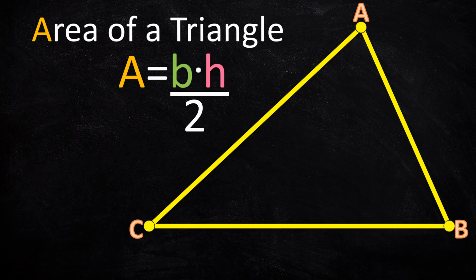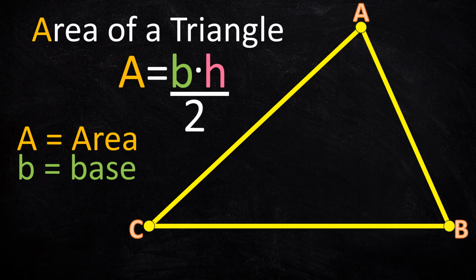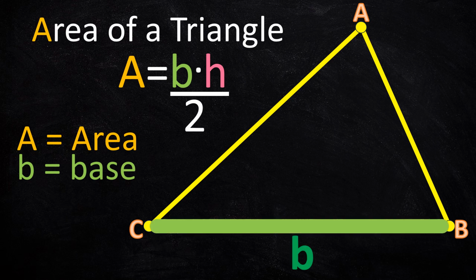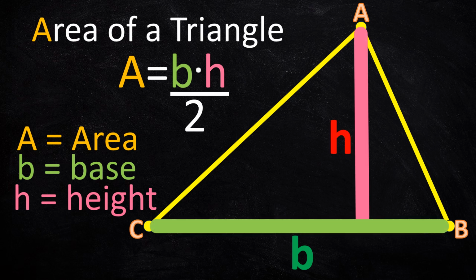The area of a triangle is calculated with the help of the formula A equals B times H divided by 2. In this formula, A is the area of the triangle. B is the base, which is actually one of the sides of the triangle. And H is the height, which is a line perpendicular to the base and it goes to the opposite corner.